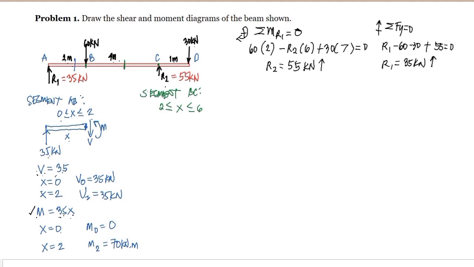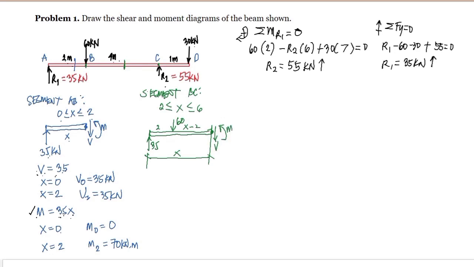So, ito yung makikita natin. We have here 35 kilonewton reaction. And at 2 meters, we have here 60 kilonewton load. And if this distance here is distance x, therefore this distance here is x minus 2. And then here, nandito si shear and si moment.